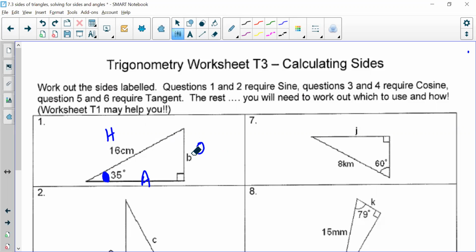Next, what I want you guys to do is erase the side that has nothing on it. Which side am I going to erase? It has nothing on it. B.